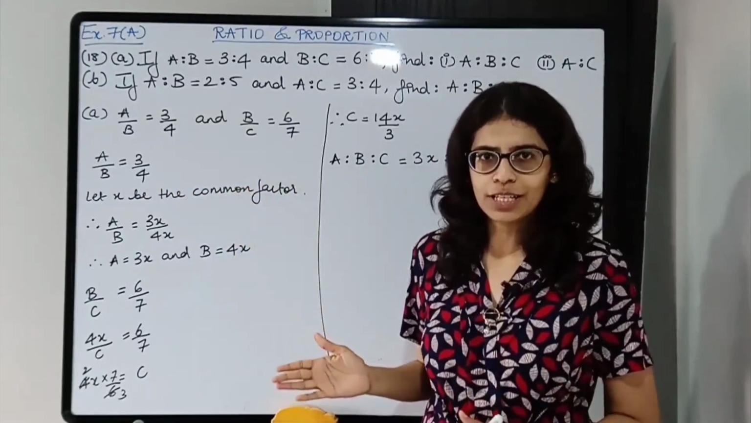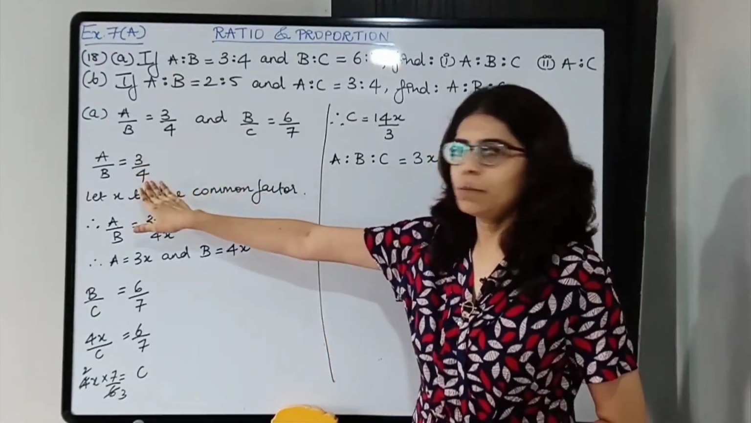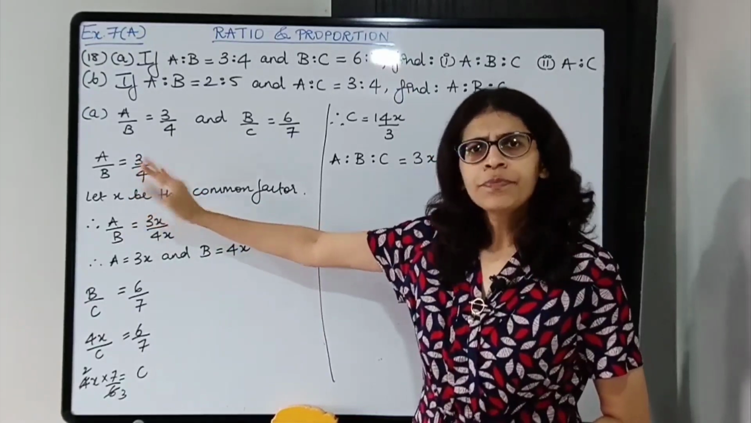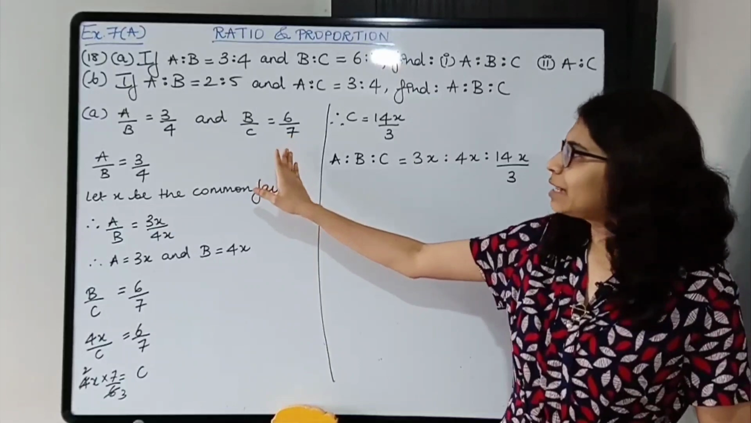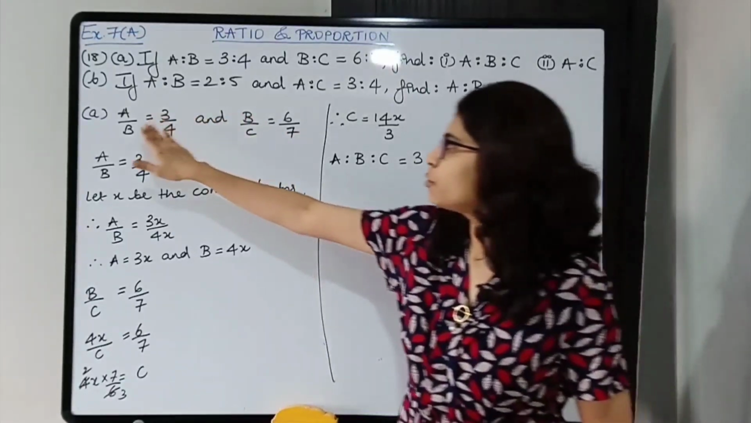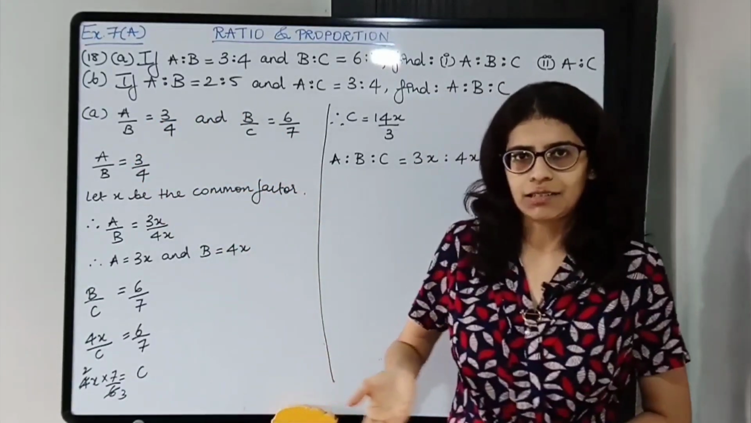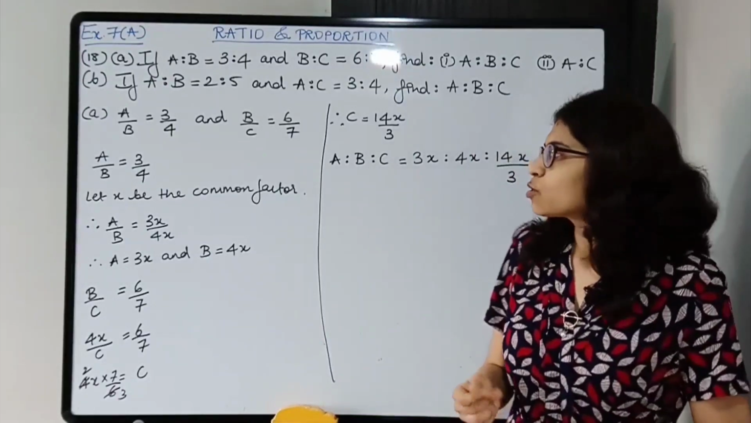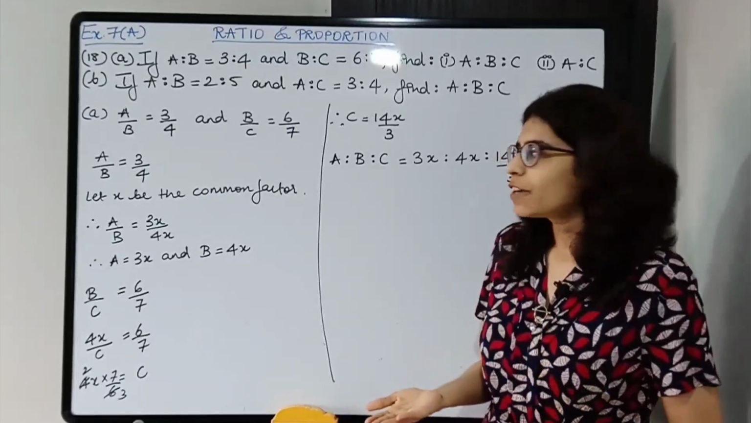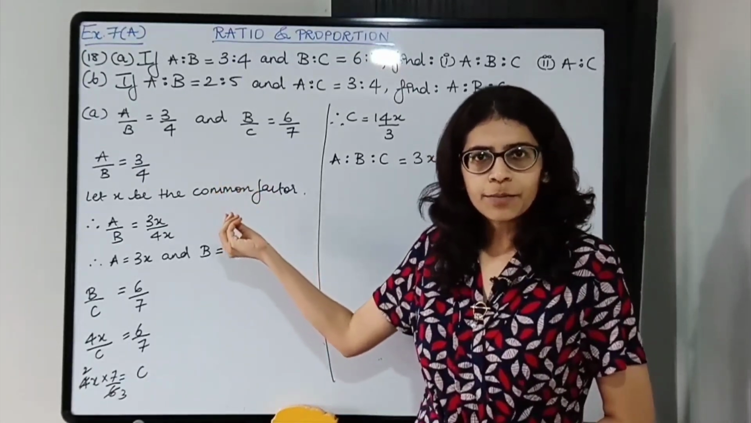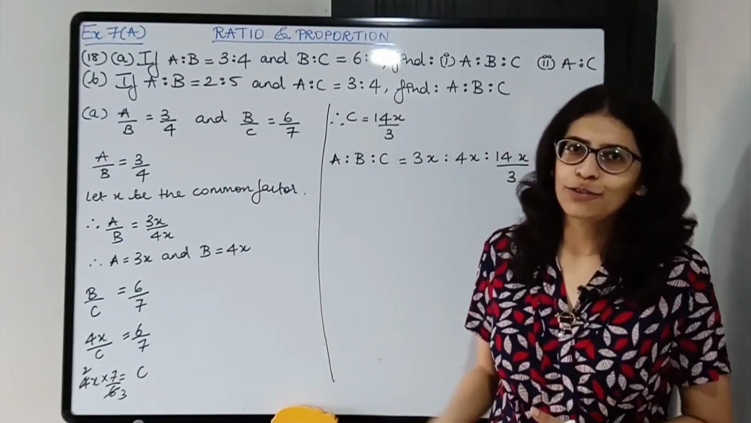Okay, now you can introduce common factor in any of the two ratios. Okay, it's your choice. I took A upon B and then I introduced common factor. You could have considered this also. You can introduce common factor in this, and then take B's value and substitute it over here. You will still get the correct answer. Alright students. So A upon B is equal to 3 upon 4. We are introducing a common factor. So let's say X is the common factor. Okay, you can take any variable of your choice.